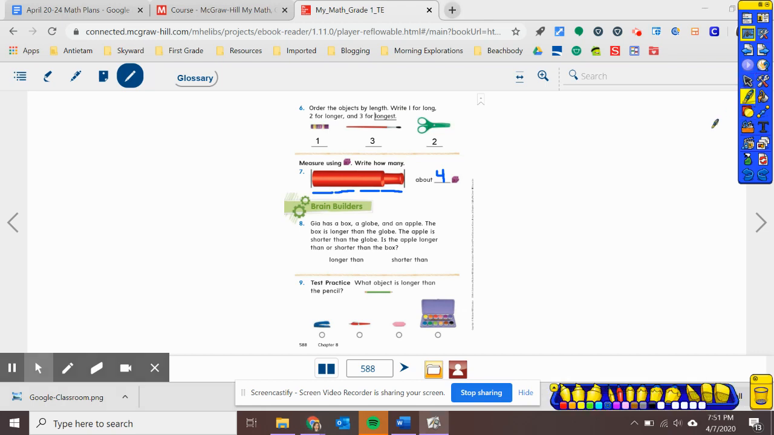Okay, well, I'm going to draw pictures to help myself. So here we go. Gia has a box, a globe, and an apple. The box is longer than the globe. Okay, so I'm going to draw those two objects. I'm going to draw a globe, which is a round object. And I'm going to draw a box that is longer than the globe. Notice how they're right next to each other in line so that I can compare how long they are.